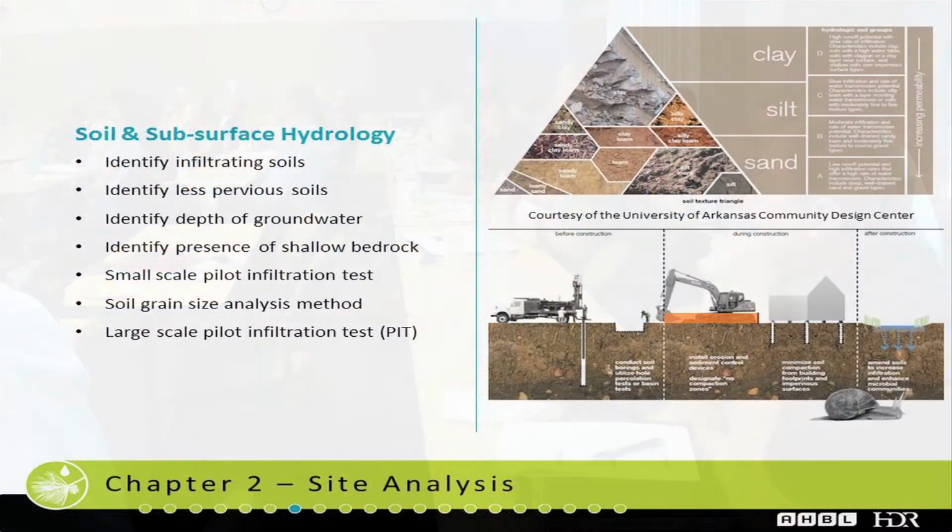Obviously, there needs to be a separation between the bottom of a structural BMP and groundwater at the surface. We want to identify the presence of shallow bedrock. And if at all possible, we want to do small-scale pilot infiltration testing just so we can confirm the infiltration capabilities of sites, particularly large sites. We want to do a soil grain size analysis, and the other option is a large-scale pilot infiltration test.